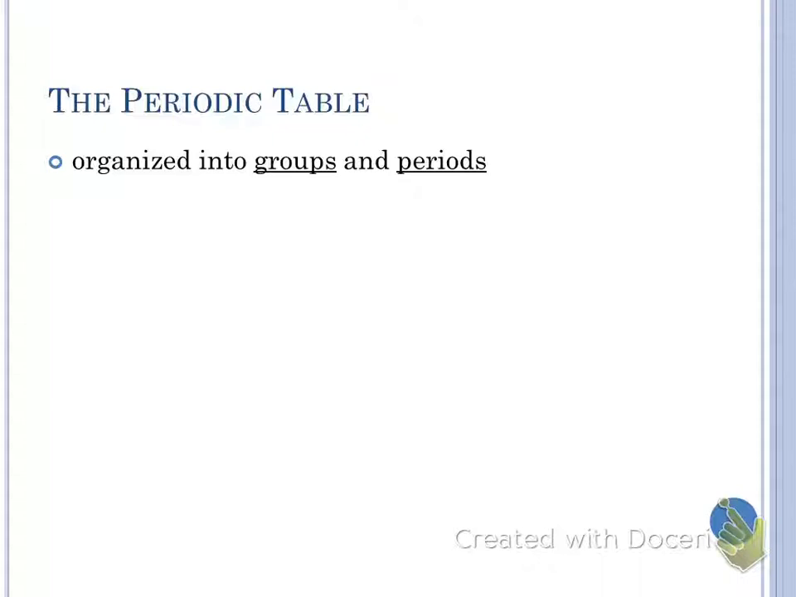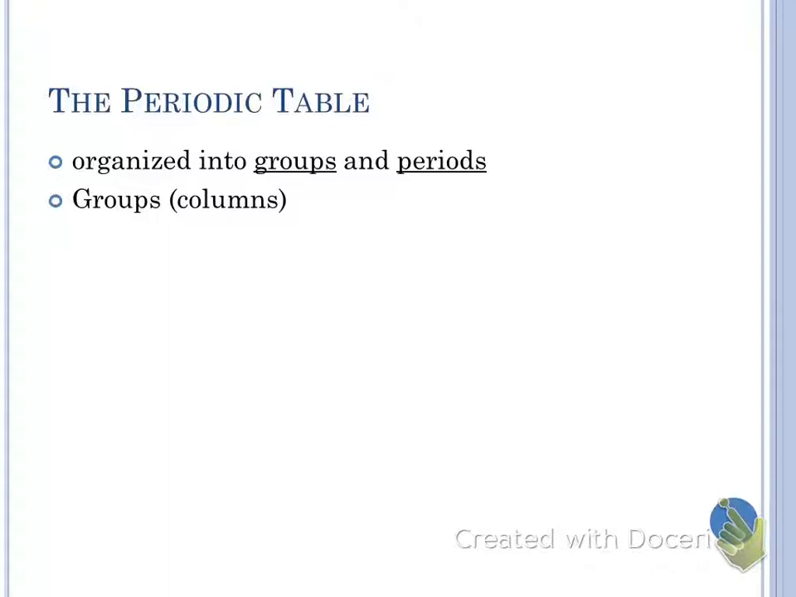Have we heard that before? Mm-hmm. Groups and periods? Okay, good. So we're going to talk about groups first. Groups are the columns. They go up and down. Okay, and on your periodic table, those group numbers are labeled for you.